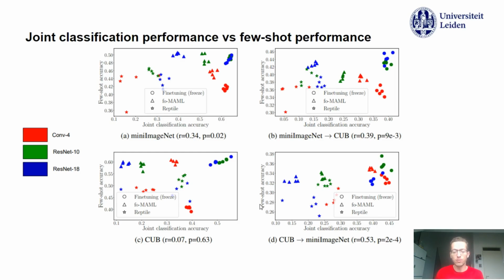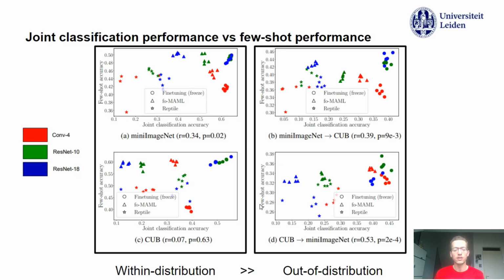And in these different plots, we can see different things. First of all, we see that in the within distribution settings, meaning that the algorithms are trained on tasks and evaluated on tasks from the same data set, the few-shot learning accuracy is much better than in the out of distribution setting, where they are trained on tasks from one data set and evaluated on tasks from another data set.